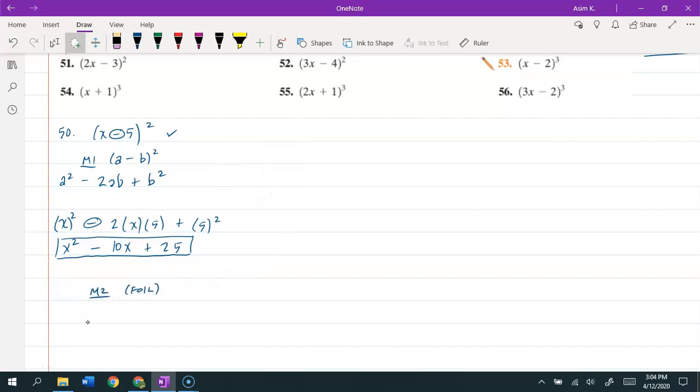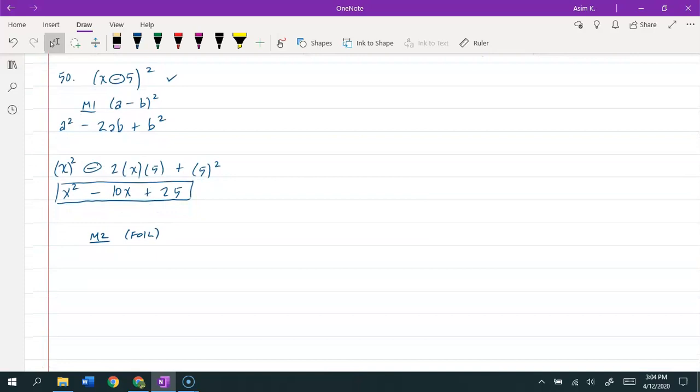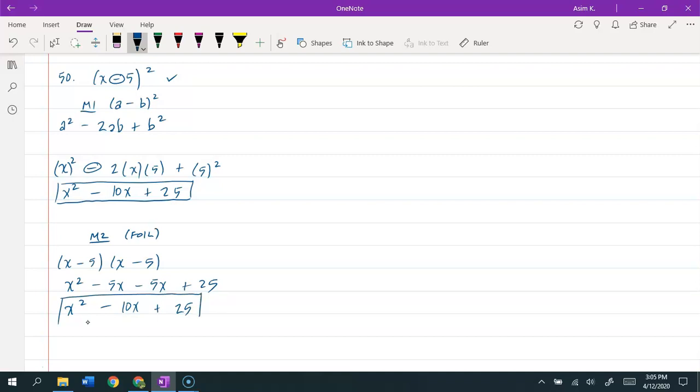Now, while we're here, method 1 is the one that's desired and you need to know it. What's the other way that students do it, especially students who are forgetting that formula on the spot? They write out x minus 5 twice, and then they say x times x is x squared, x times negative 5 is negative 5x, negative 5 times x is negative 5x, and then negative 5 times negative 5 is positive 25. Then they combine those two middle terms, and it looks like the following. Notice how that is exactly the same as this before, right?